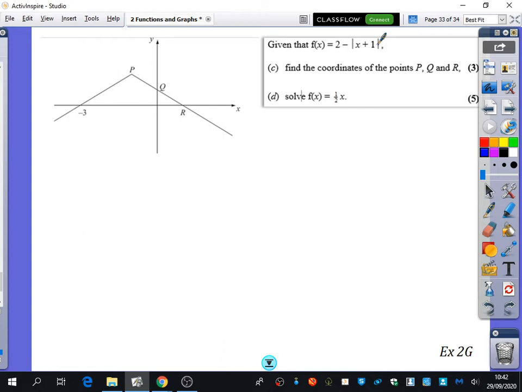And we want to find the coordinates of P, Q, and R. So there are many ways of doing this. The way that I would find out where P is to begin with is I think that P is the maximum point. So when I look at this, and I want this whole thing to be as big as possible, can you think about when it would be as big as possible? It kind of reminds me a bit of completing the square.